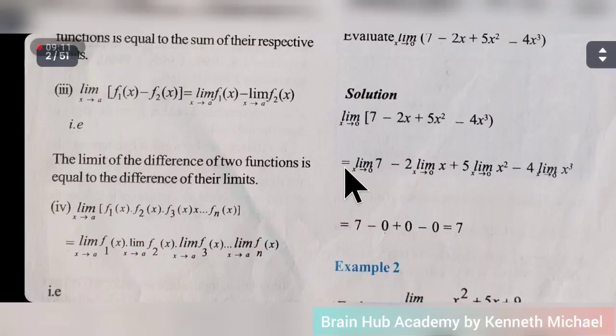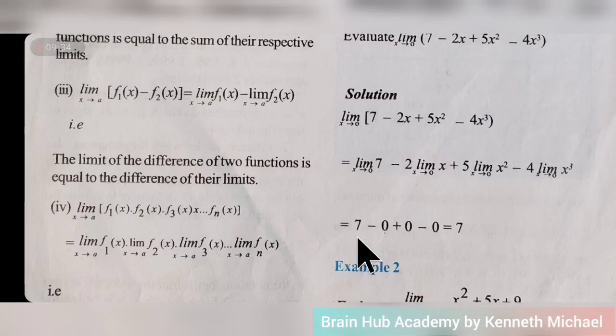So as x tends to 0, you discover that this x becomes 0, here becomes 0, here becomes 0, and of course the limit of a constant, which is 0 now, is still 0. So 2 times 0 gives us this 0. 5 times 0 here gives us 0. 4 times 0 here gives us this 0. And then the limit of a constant is the same as that constant, which is 7, and that is what we brought down here. So 7 minus 0 plus 0 minus 0 is equal to 7.